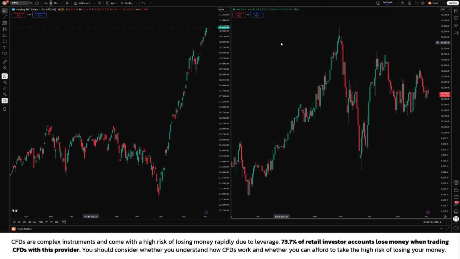Currency movements matter as well. Many FTSE 100 companies generate a large share of their revenue outside the UK. When the pound weakens, overseas earnings can become more valuable when translated back into sterling. This means the FTSE can sometimes hold up or even rise, while the UK economy itself is under pressure.